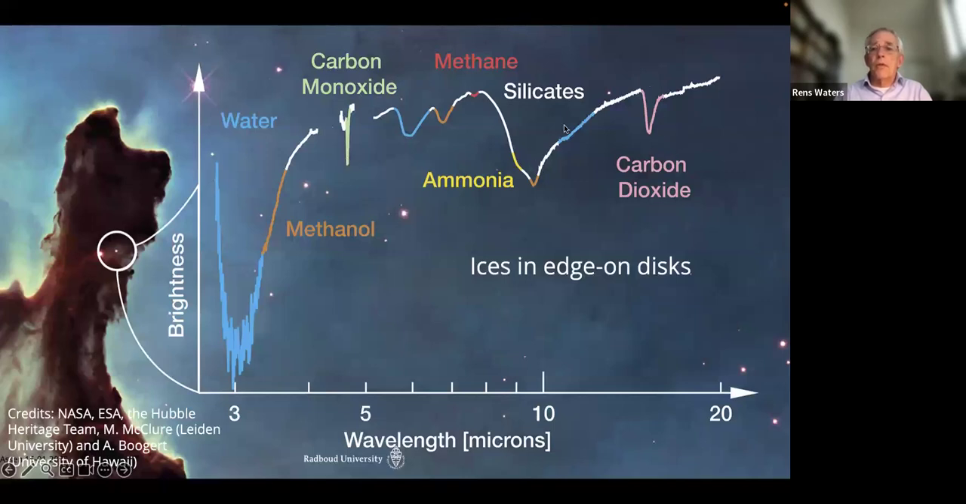Also about the silicates, so the refractory materials here. You can see the 9 micron, 10 micron absorption from the SiO stretch. And by analyzing these spectra, you then learn a lot about how these ices can evolve by observing them along different sightlines and in different places.